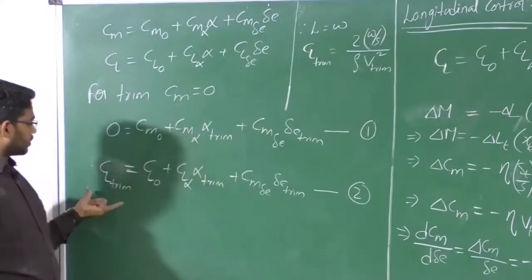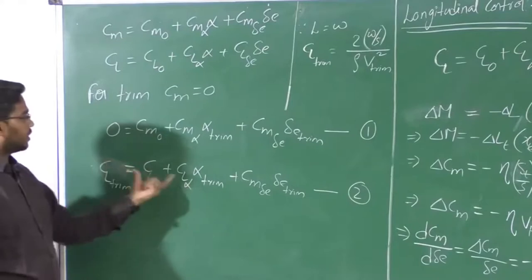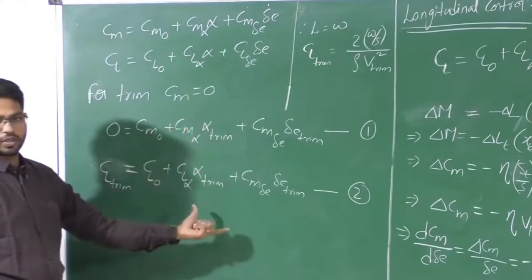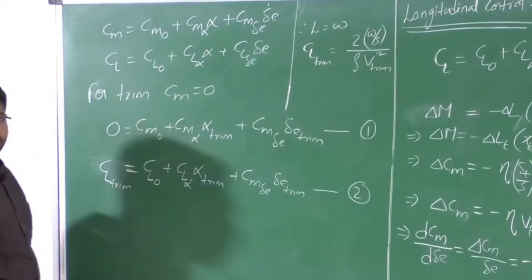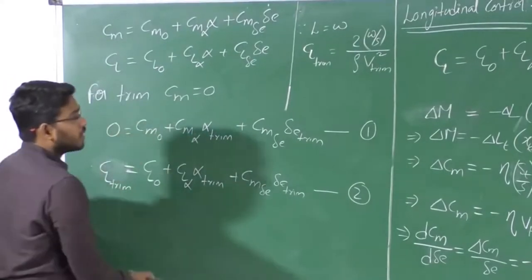So you have two equations, which means the left side is known here, right? And you have two unknowns in these two equations. You can simply solve it, isn't it? You can solve for what is alpha trim and delta E trim. Can you do that?